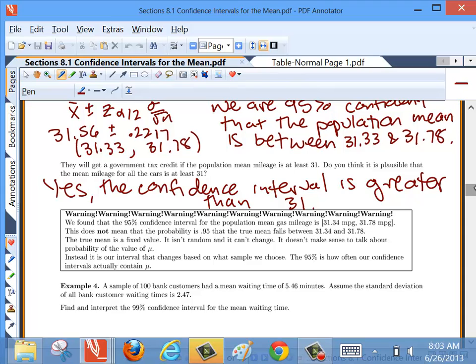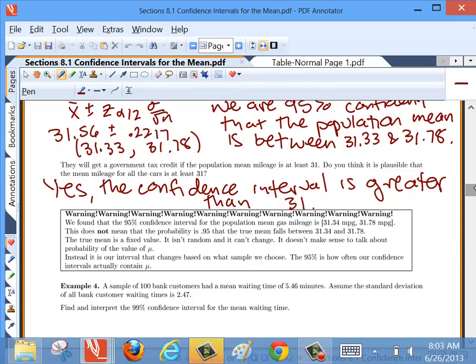Something that will come up on your test somehow. So we found that our 95% confidence interval for the population mean gas mileage is 31.34 to 31.78. Now this does not mean that the probability is 0.95 that the true mean falls between these two values.